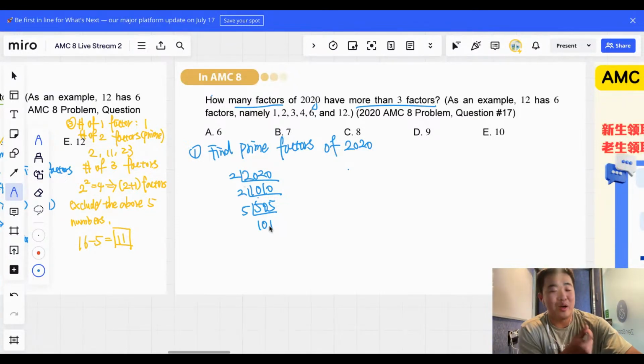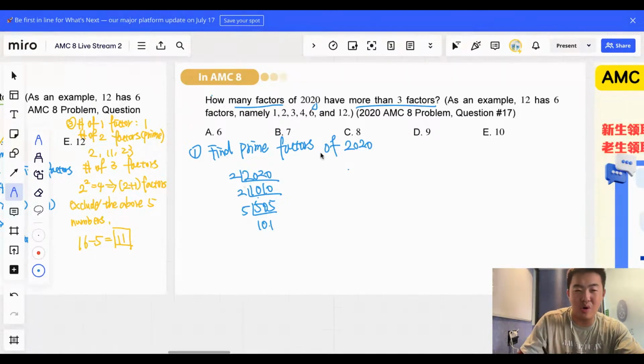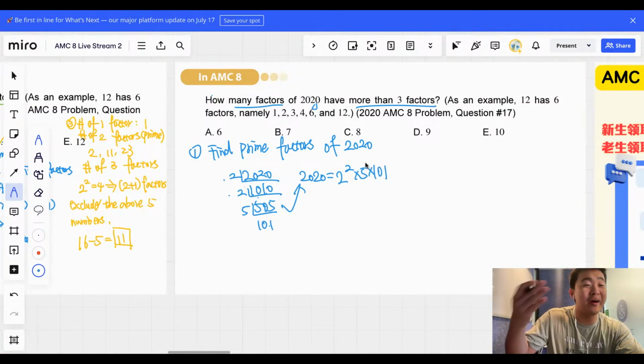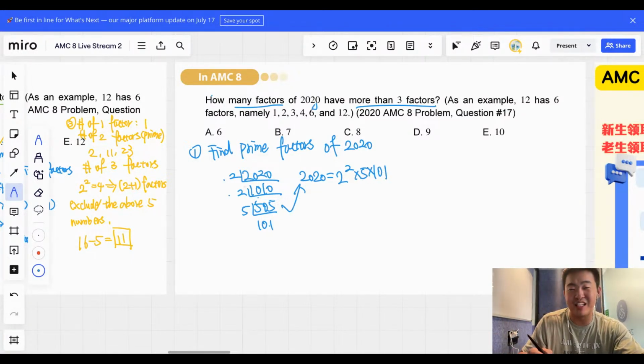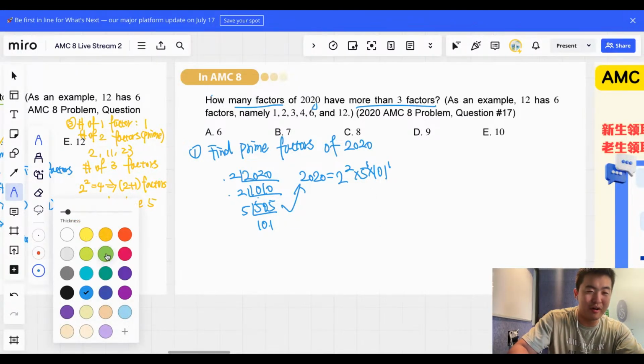And although 101 is a 3-digit number, actually it's prime, okay? It has only 2 factors, 1 and 101 itself. So in this case, I will just say 2020 is equal to 2 to the second power times 5 times 101. So again, for our later convenience, I will put a power of 1 on both these numbers. Good. That should be enough for our first step.